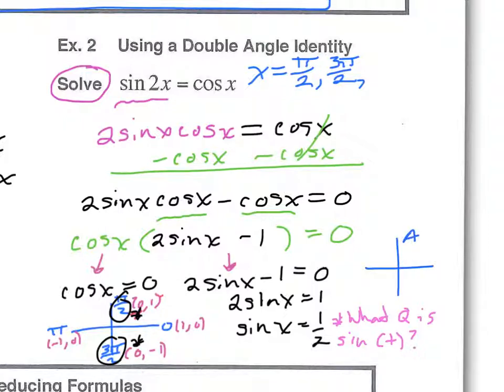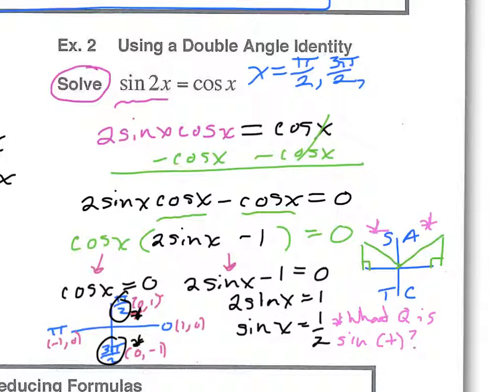So we've got all students take calculus. Where is sine positive? Quadrant 1 and quadrant 2. So what that means is I have 2 reference angles. I have one here in quadrant 1 and one here in quadrant 2.